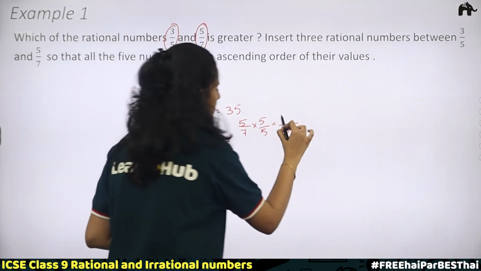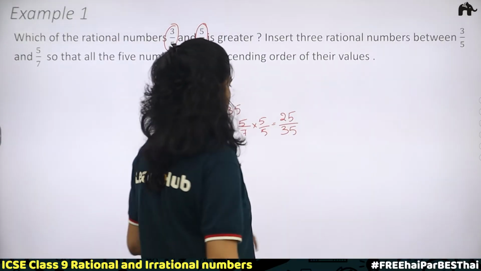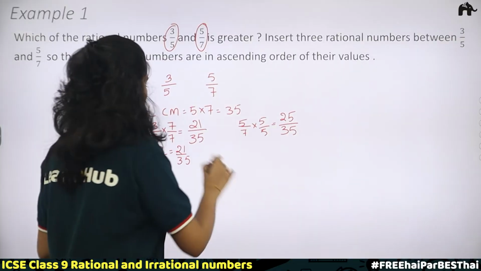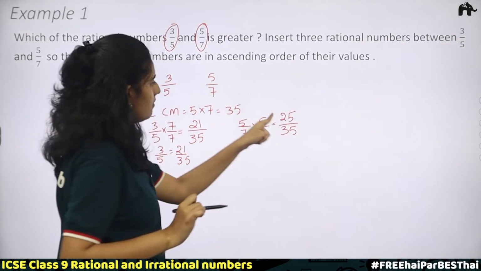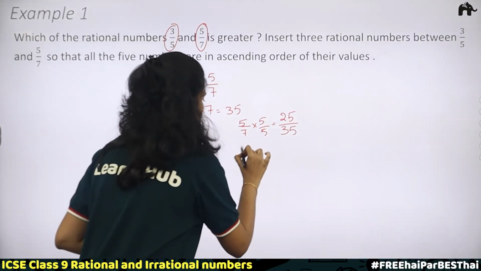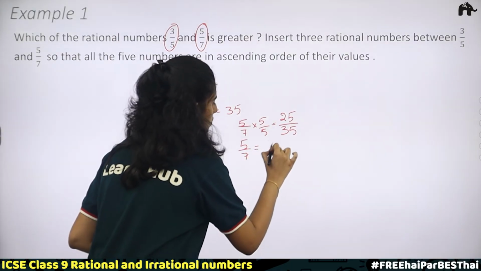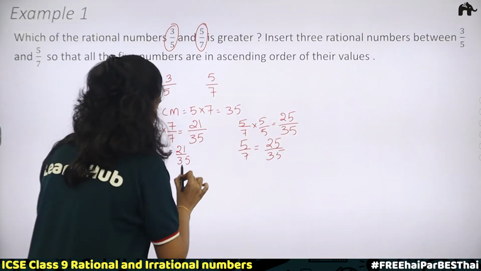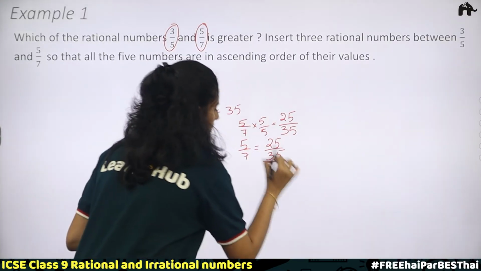5 5s are 25. So 25 divided by 35 is what you are getting. So here 21 by 35 and 25 by 35. 5 by 7 is equal to 25 divided by 35. Okay, when you check these two numbers, here the denominator is the same, 35.